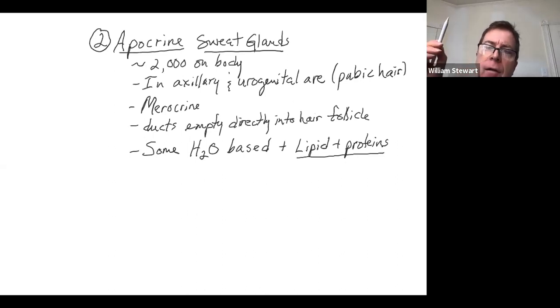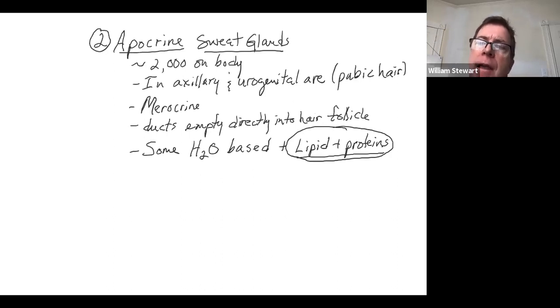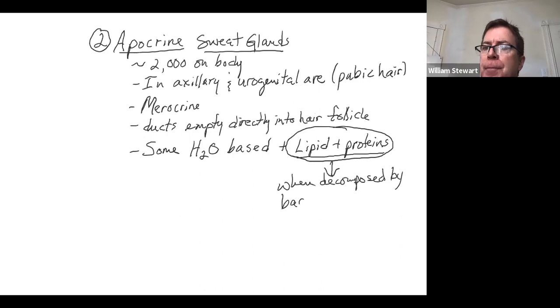When these lipids and proteins in particular hit the surface of the body, they come up out of a hair follicle, they hit the surface of the body, and then bacteria that are on the surface of our skin actually start to decompose and break down the lipid and protein products. So I'm just going to say when decomposed by bacteria, that's what produces body odor.